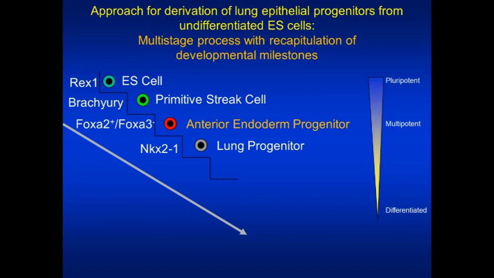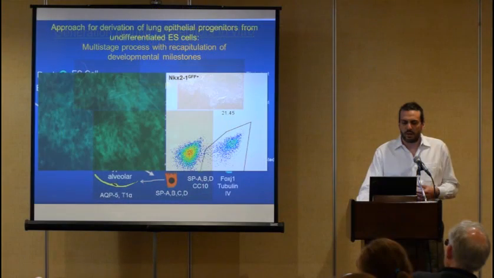And to make sure that we go down the right path at each stage, we have to monitor the cells to check for the presence of specific proteins before we proceed to the next stage. So we start with an embryonic stem cell, and we use REX1, it's just a marker. We go through several stages, and then we're supposed to reach the stage of the lung progenitor, and so we're supposed to see the expression of NKX2-1. So we did that, and we then look at these cells that were supposed to be lung progenitors.